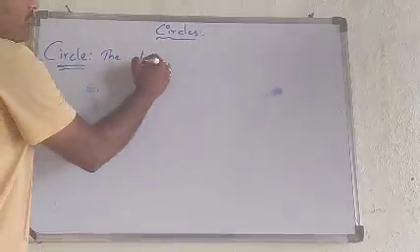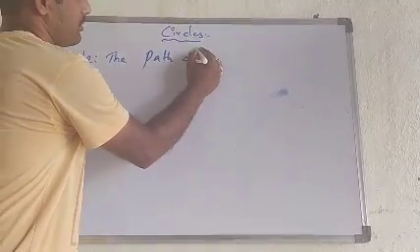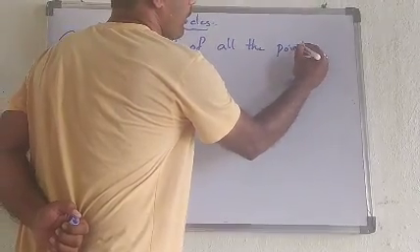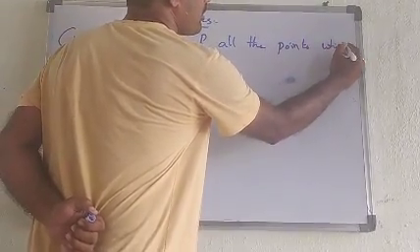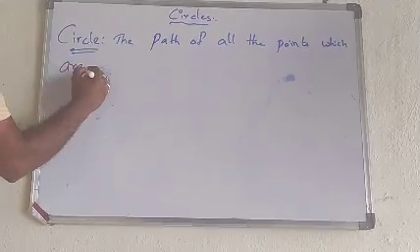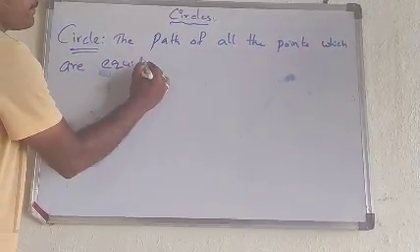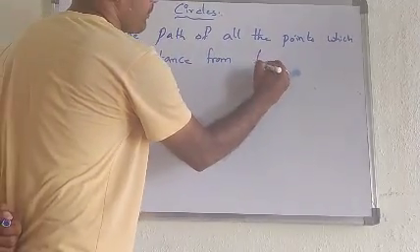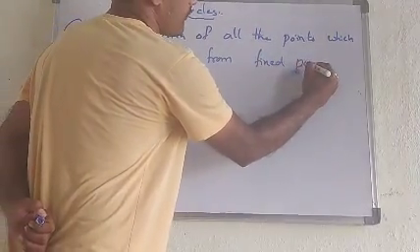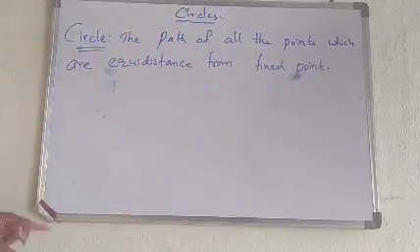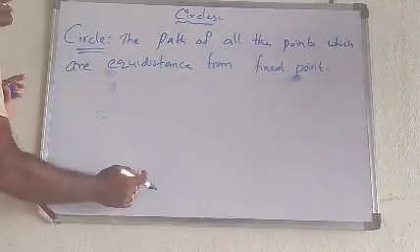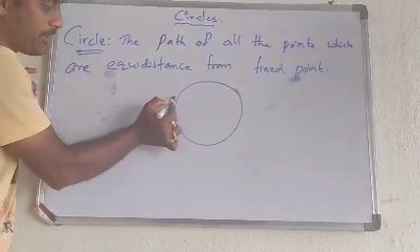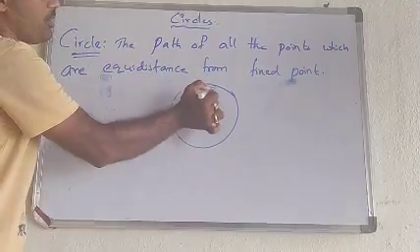Circle definition: the path of all the points which are equidistant from a fixed point. So it is a path of all the points which are equidistant from a fixed point. This we are going to define as a circle, which is nothing but a combination of all the points. If we join all the points, we are going to get a circle.